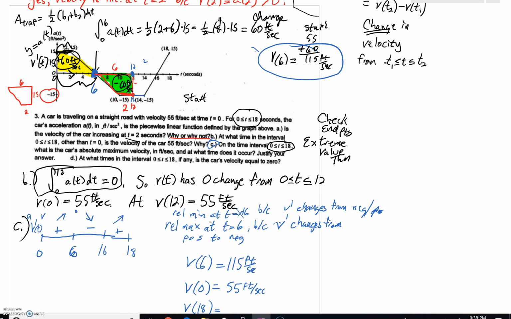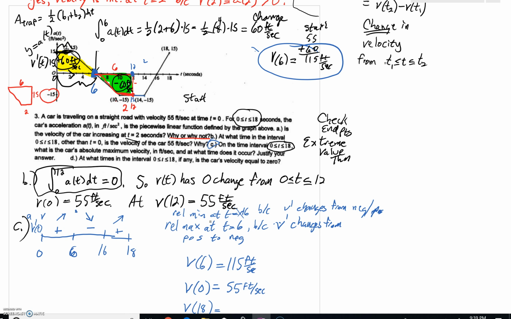Calculus BC, we're looking at More on Integrals, worksheet number 1, and problem number 3. We're continuing our discussion on problem number 3. In our last video, we were addressing part C, where we were looking for an absolute maximum velocity.